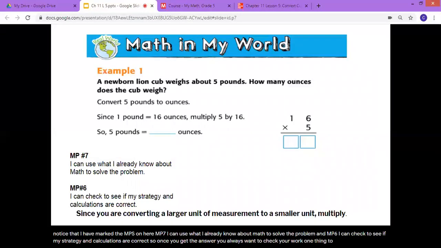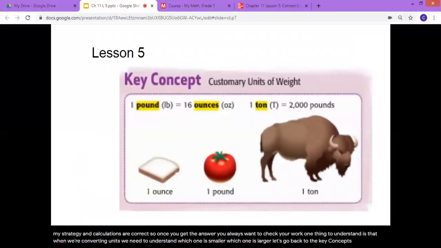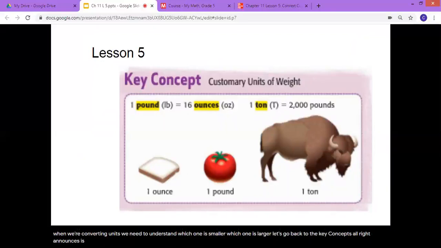One thing to understand is that when we're converting units, we need to understand which one is smaller, which one is larger. Let's go back to the key concepts, all right? Ounces is definitely the smaller version between ounce and pounds. Pounds is a larger unit compared to ounces. 1 ton is the larger unit. Pounds is the smaller unit. Back where we were.